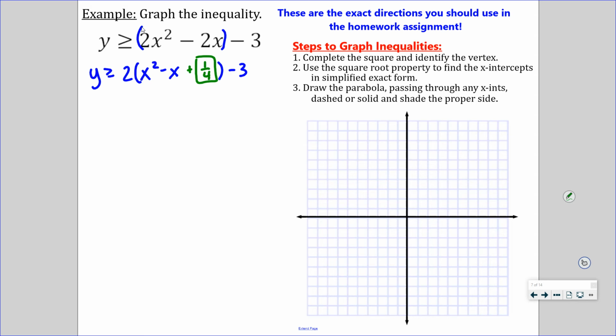What did I really add, though? What's 2 times a 4th? 1/2. So I really added in a 1/2. So I got to subtract a 1/2. Don't let the fractions fool you. So then this factors into (x - 1/2) squared. -3 minus another 1/2 is -7/2.